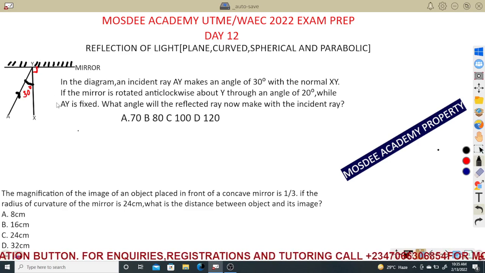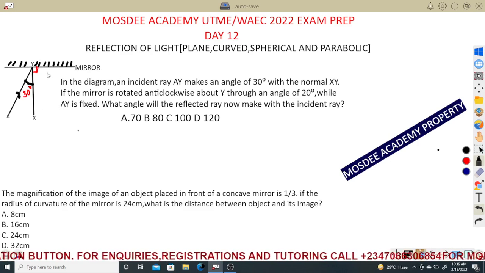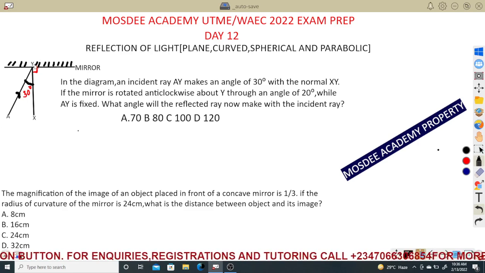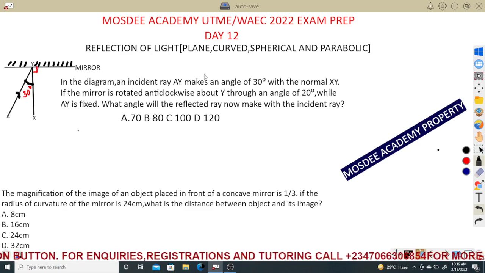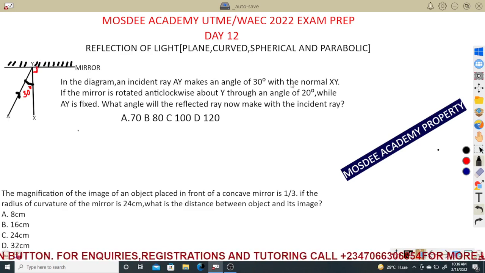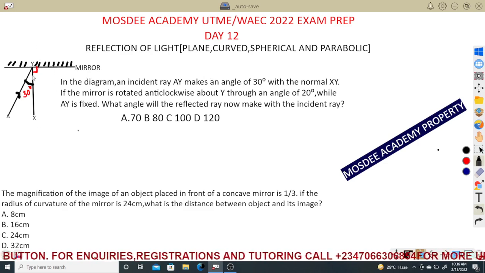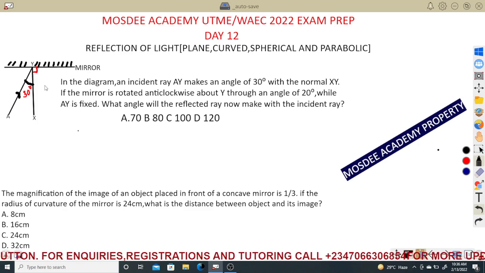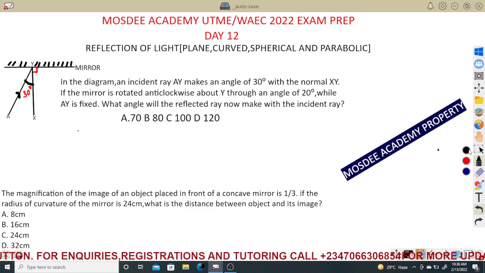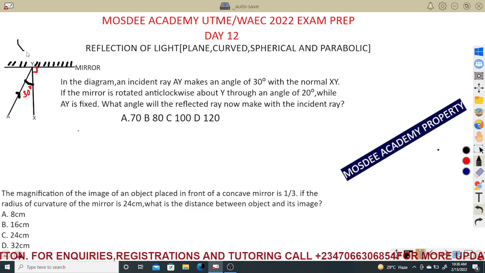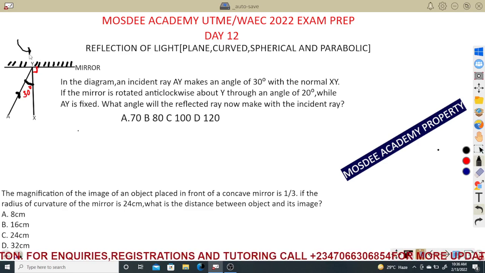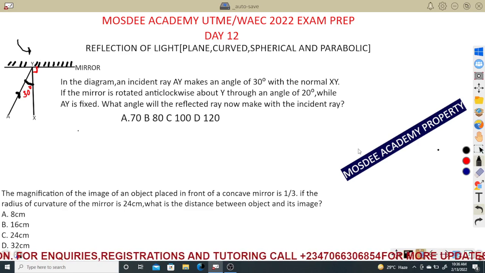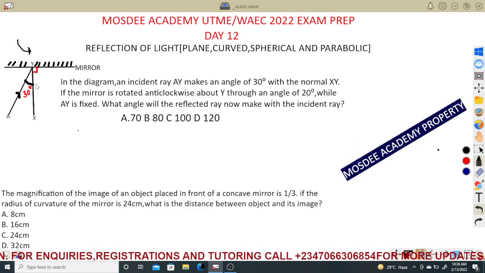We are starting with the first question. In the diagram, you can see an incident ray AY that makes an angle of 30 degrees with the normal XY. The normal is always perpendicular to the surface. Very important: if the mirror is rotated anti-clockwise, I hope you have studied that before, this is the direction of rotation of the mirror, anti-clockwise about Y. So the mirror has now changed position. It has now been rotated anti-clockwise.